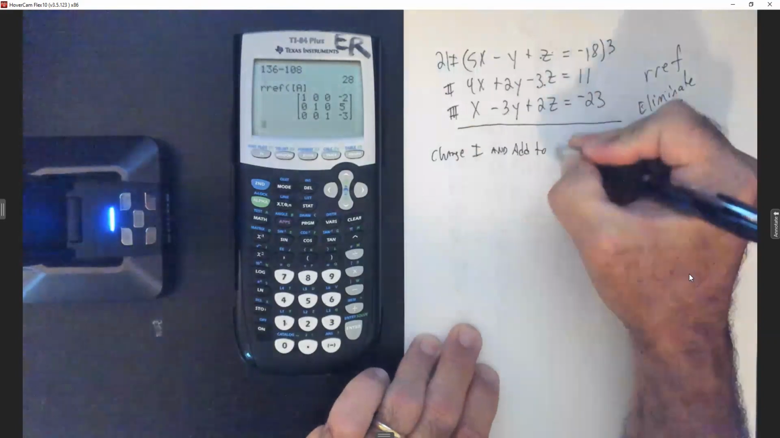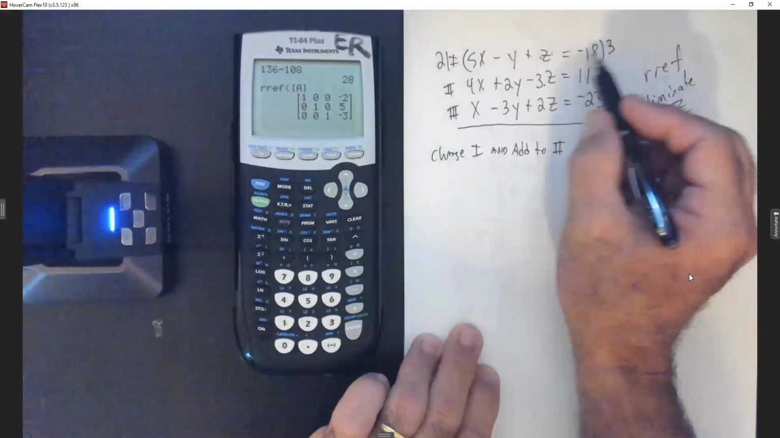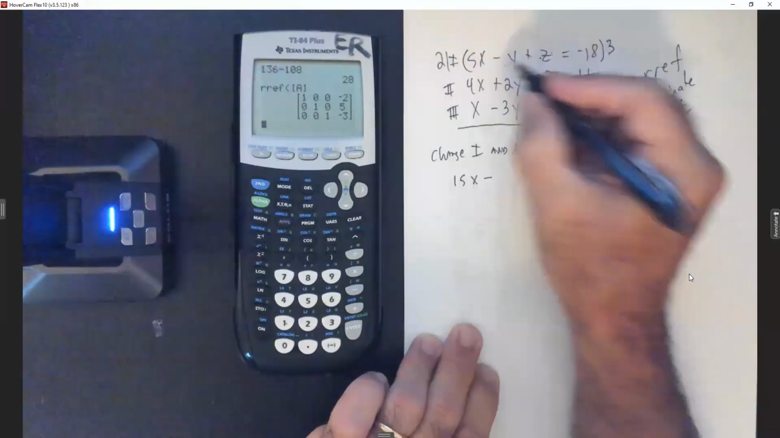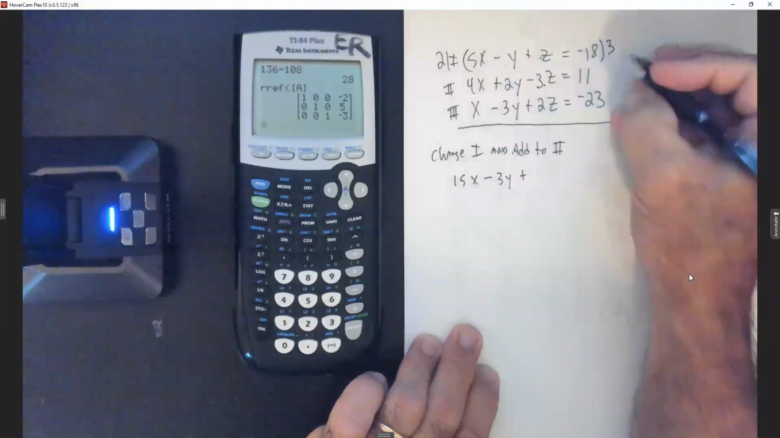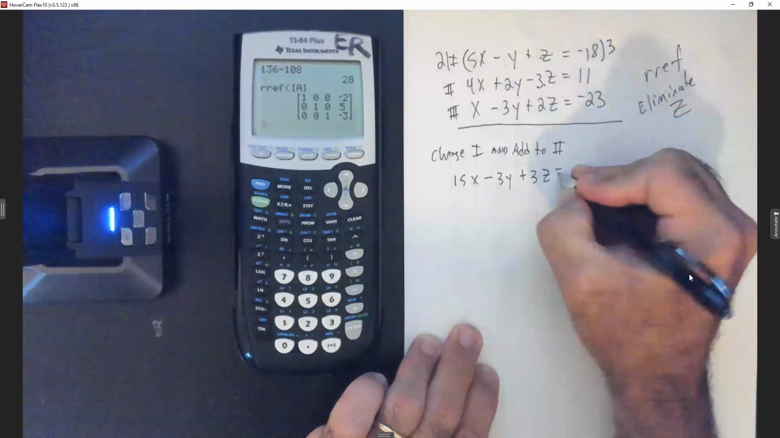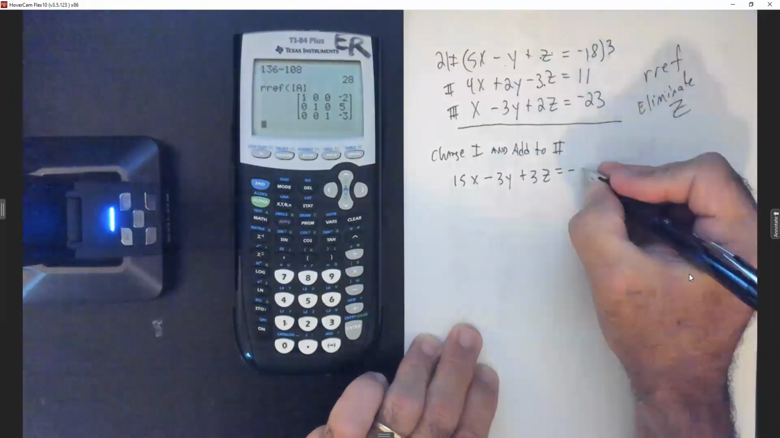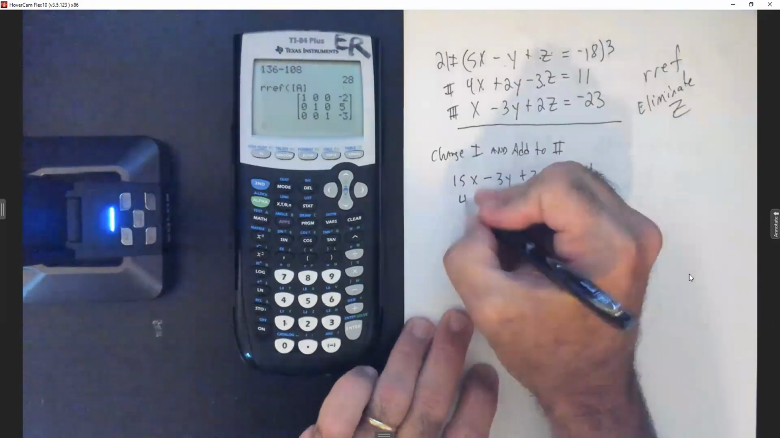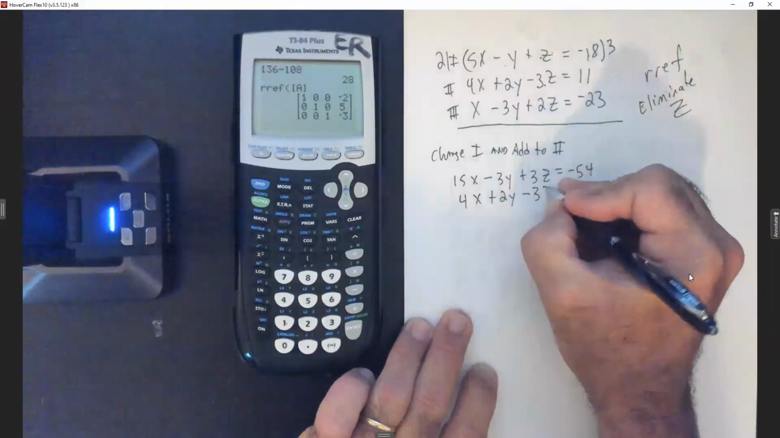So change 1, add the 2. So multiply everybody here by 3. So you get 15x minus 3 times 1 is 3y plus 3 times 1 is 3z. That's going to equal negative 18 times 3, which is a negative 54. Add that to row 2, which was a 4x plus a 2y minus 3z equal to 11.